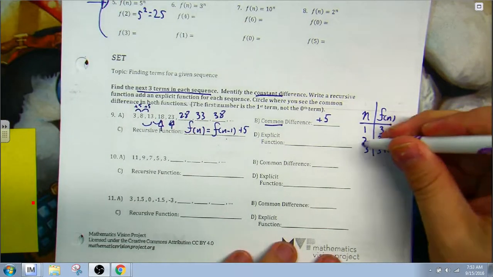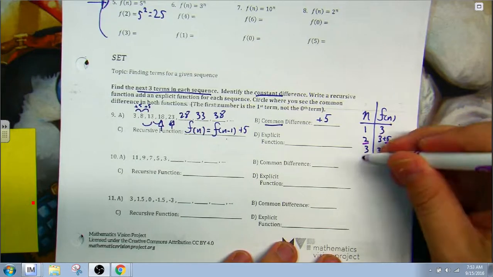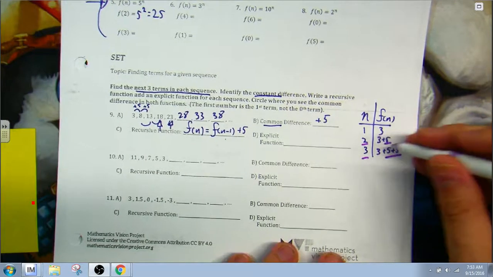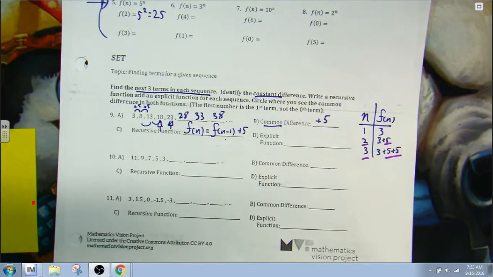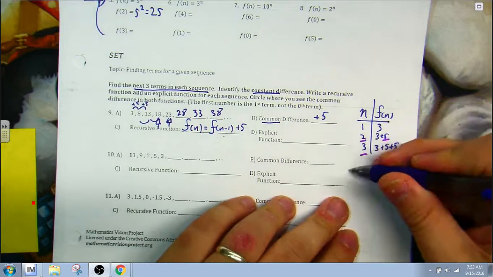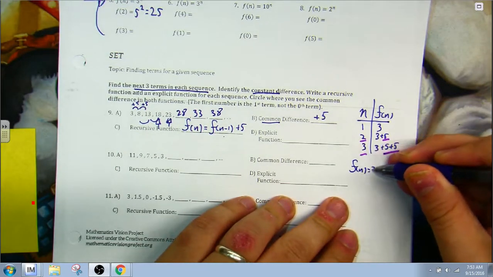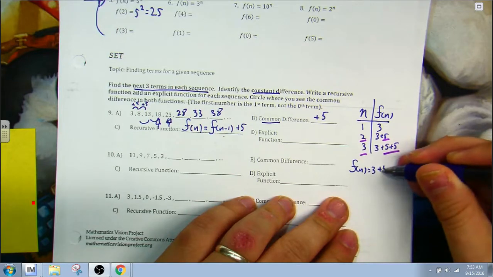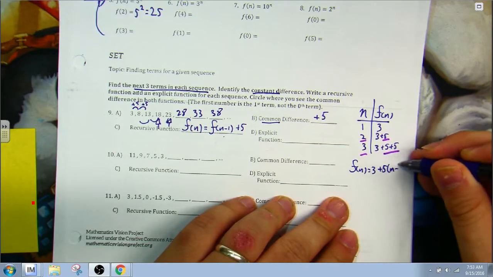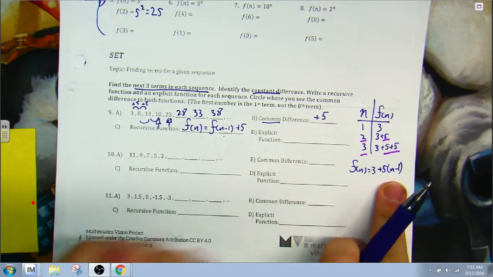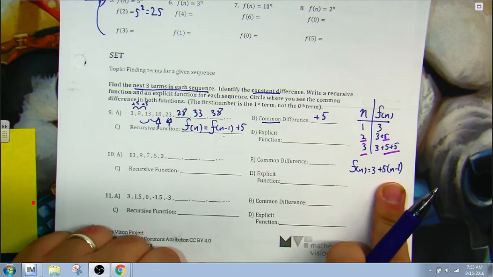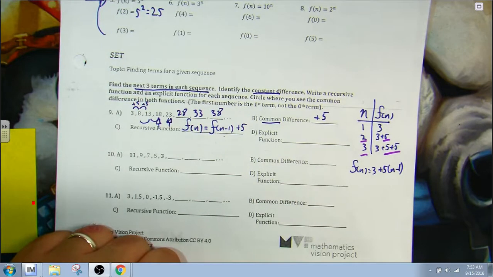We see at term 2, I have 1. At term 3, I have 2. So I'm always adding 1 fewer plus 5. So I always have f of n is equal to 3 plus a number of 5s equal to n minus 1, 1 less. That is one way to do it.